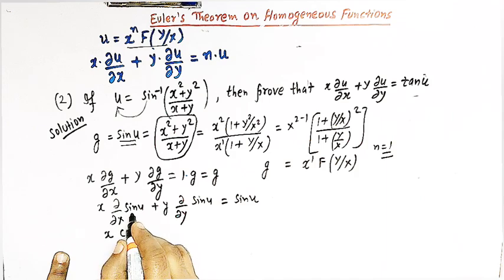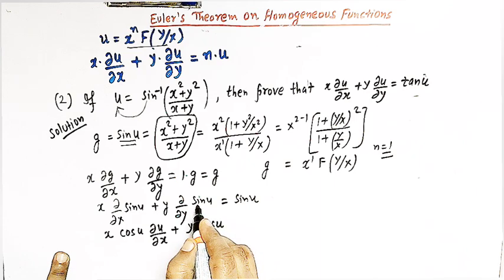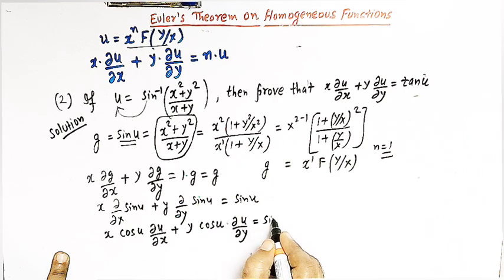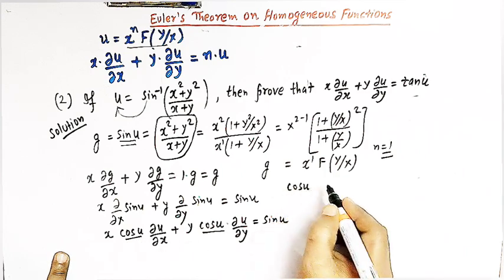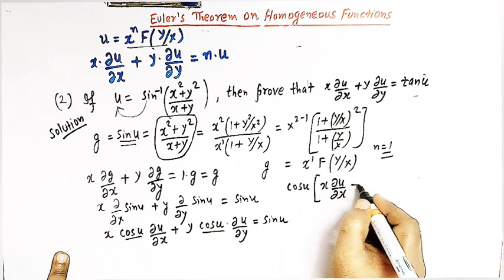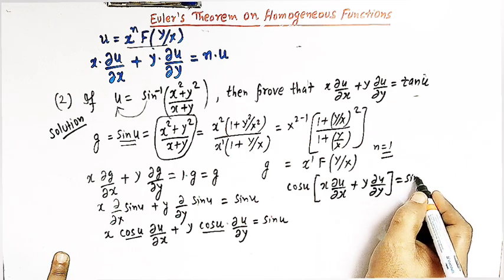So the derivative of sine is cosine, so we have cos of u, and then by chain rule we have del u over del x. And here we have cosine u, the derivative of sine u with respect to u, and then by chain rule we have del u over del y is equal to sine of u. Now taking cosine u common, we have cos of u, and then we have x del u over del x plus y times del u over del y is equal to sine u.